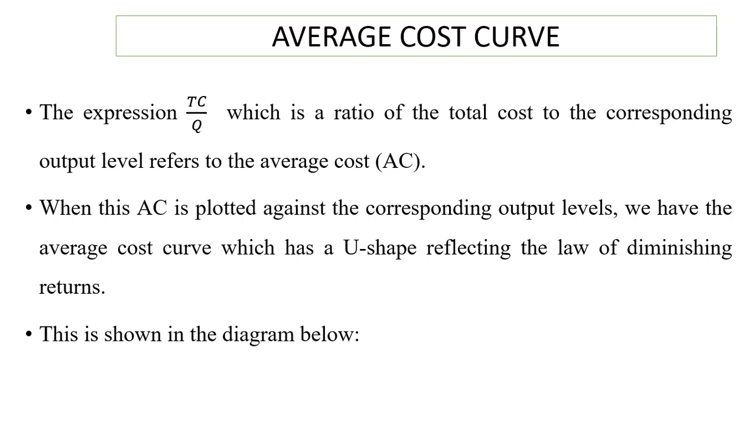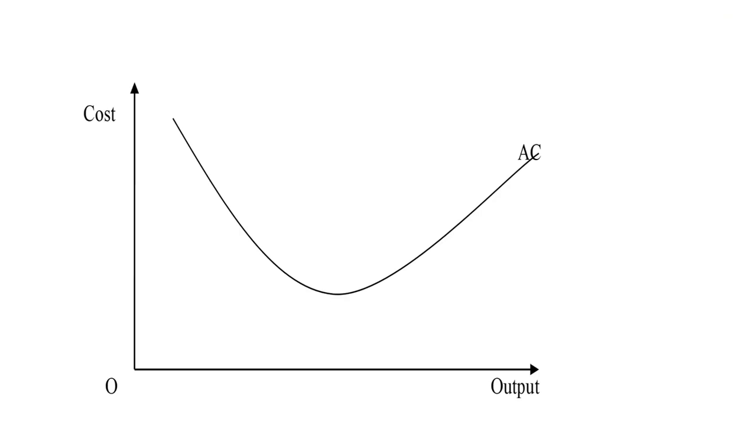That is, total cost will begin to increase but at a decreasing rate, and that will translate into falling average cost. When output after a point begins to increase but at a decreasing rate, it translates into cost increasing at an increasing rate, and that translates into average cost rising. So it is shown in the diagram below.